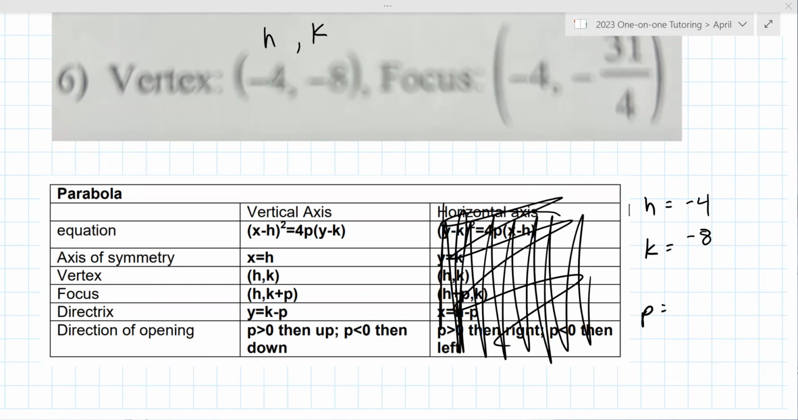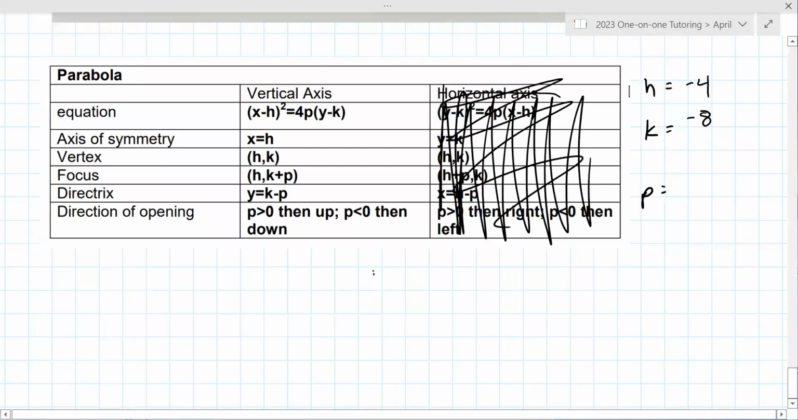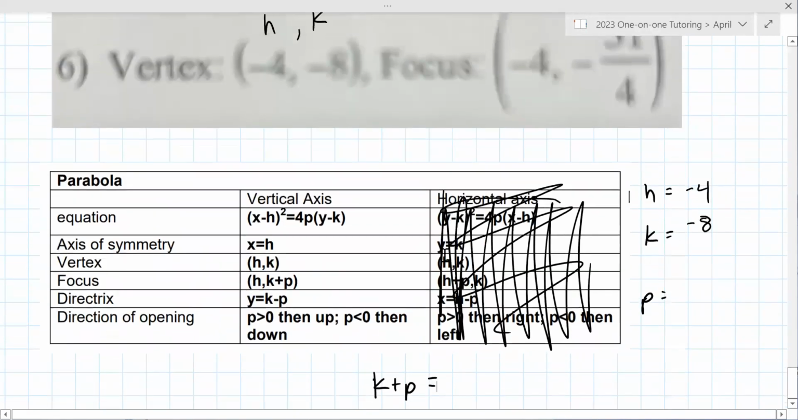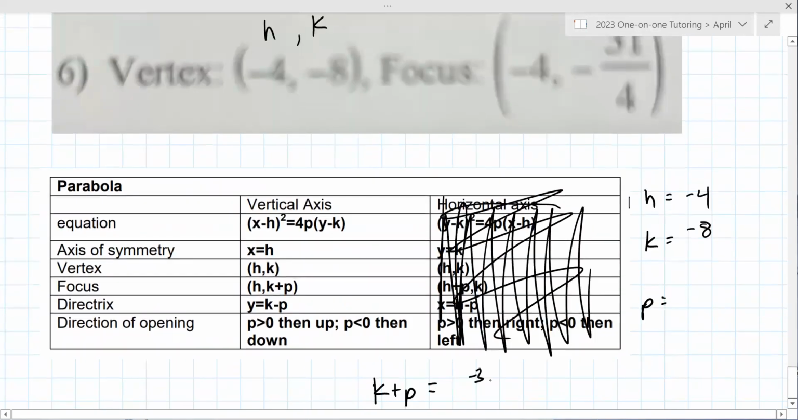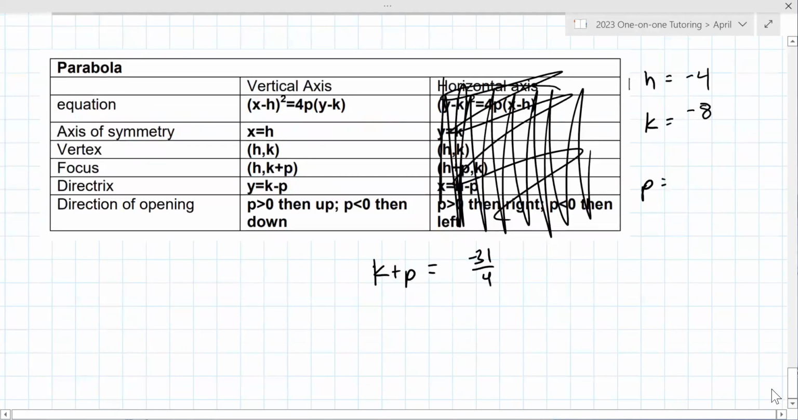All right, yeah. So this is just a fraction situation. You got K plus P equals, let me look here, minus 31/4. And in this case, K is minus 8. So you're going to add 8 to both sides like that. So P is actually, and that's 8, by the way, so P is 1/4 like that.